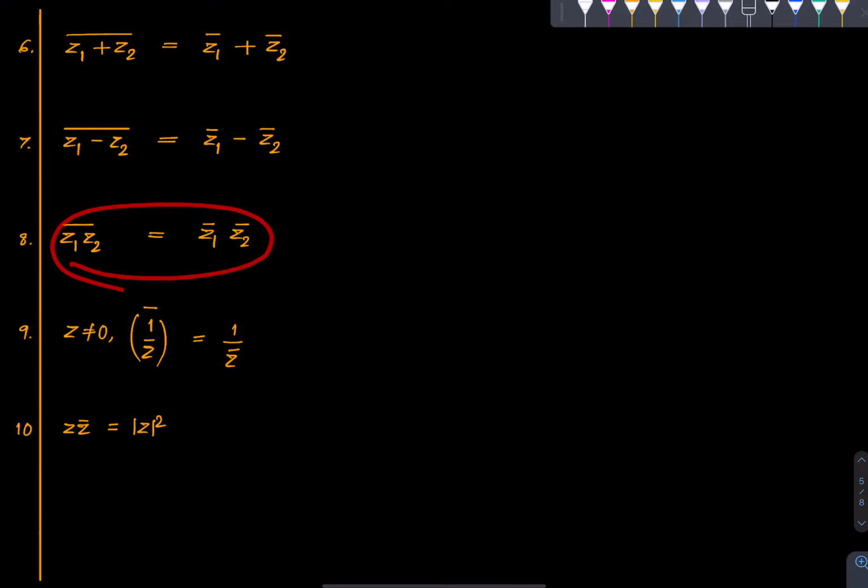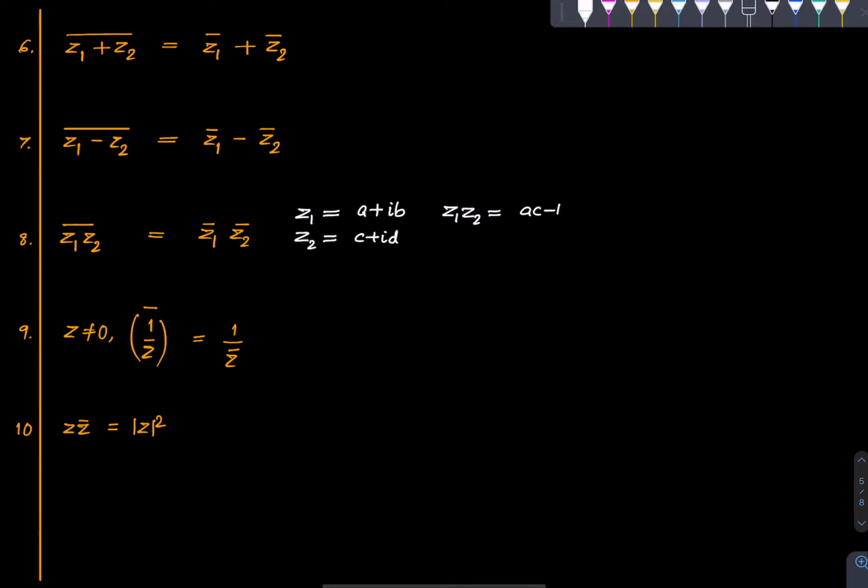This is very interesting. It says that the conjugate procedure also behaves well under products, and that's a little bit surprising. So let's prove that. So let's say z1 is a plus ib, and z2 is c plus id. So then z1 z2 equals ac minus bd plus i times (ad plus bc). Therefore, the conjugate of z1 z2 is ac minus bd minus i times (ad plus bc).